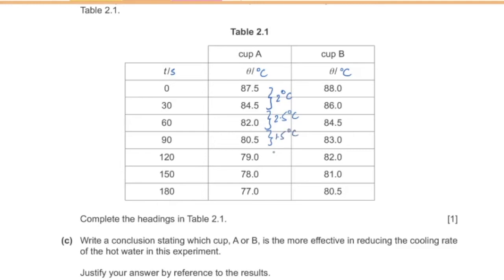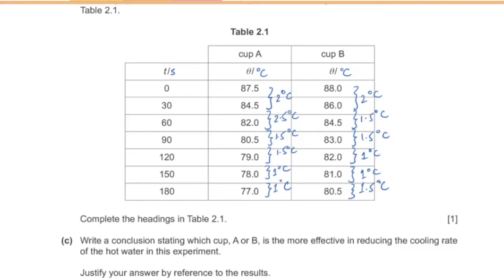And then from t equals 90 onwards, the difference becomes smaller, from 80.5 to 79, which is equal to 1.5 degrees Celsius again, then 1 degree Celsius, and again 1 degree Celsius. But cup B's temperature doesn't fall at a greater rate. It first falls by 2 degrees Celsius, then 1.5 degrees Celsius, then again 1.5 degrees Celsius, and then 1 degree Celsius from t equals 90 seconds, and 1 degree Celsius, then 1.5 degrees Celsius.